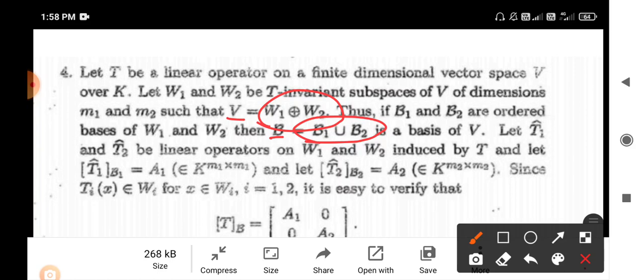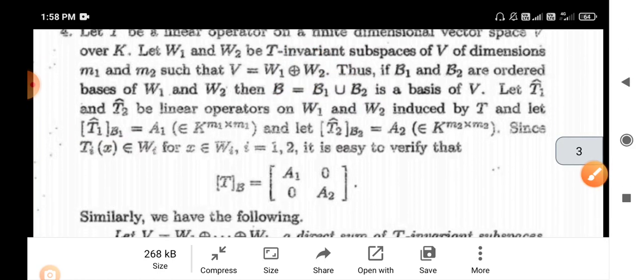Then we have the matrix of representation of T1 cap, that is the restriction map, with respect to the basis B1 it is A1, T2 on B2 it is A2, and same for each Ti, where Ti of X belongs to Wi. Therefore this subspace is a T-invariant subspace, W1 and W2. For that T-invariant subspace, we have the matrix of representation.